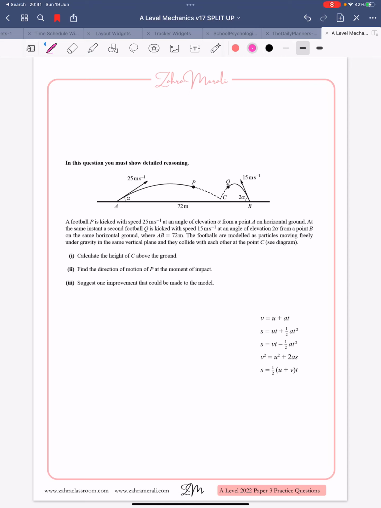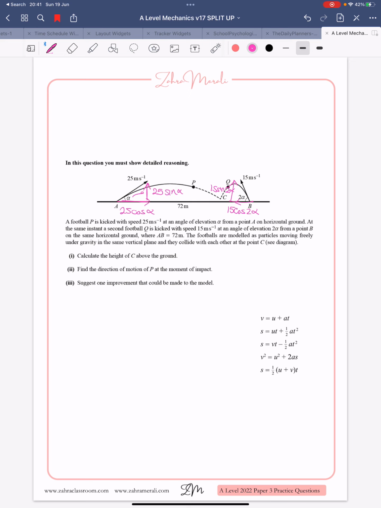Okay, we've got a projectile question here where we've got two things that are colliding. So we've got a football kicked from one side and something kicked from the other side, and they collide. So let's start off by resolving these initial velocities. We've got 25 sine alpha, 25 cos alpha. This way here, we've got 15 sine 2 alpha, 15 cos 2 alpha.